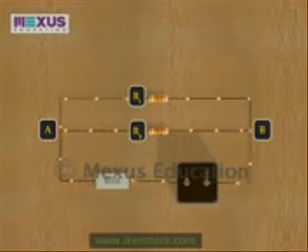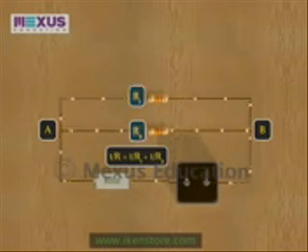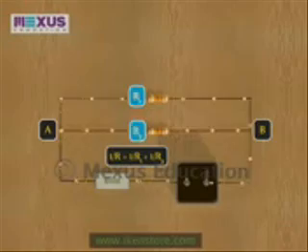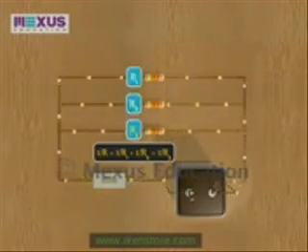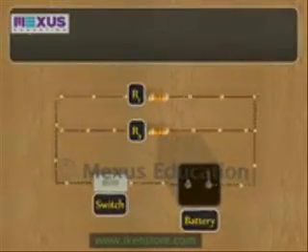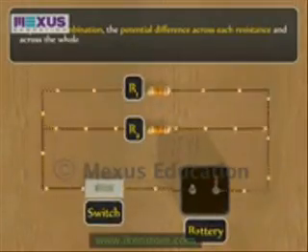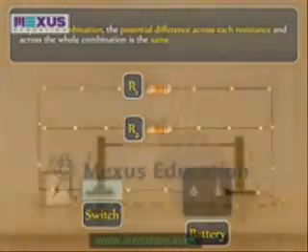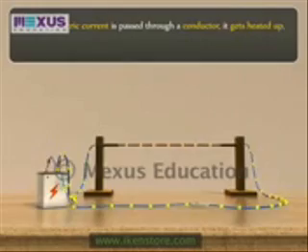Thus, in the first model, 1 upon R is equal to 1 upon R1 plus 1 upon R2. And in the second model, 1 upon R is equal to 1 upon R1 plus 1 upon R2 plus 1 upon R3. It must be noted that in parallel combination, the potential difference across each resistance and across the whole combination is the same. When an electric current is passed through a conductor, it gets heated up.